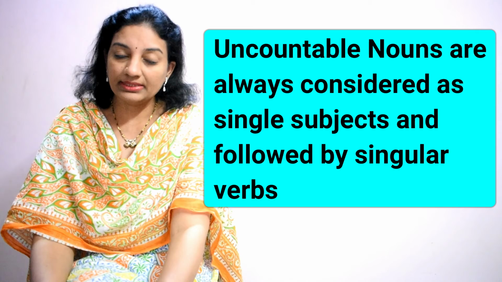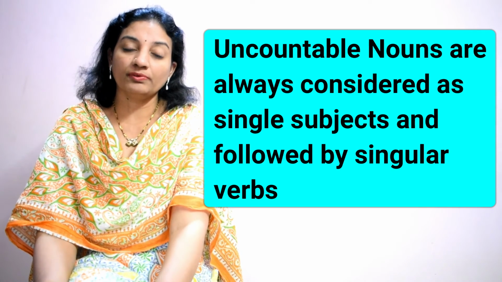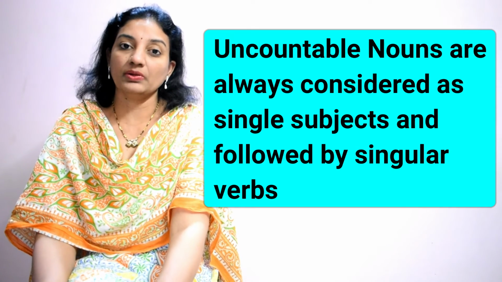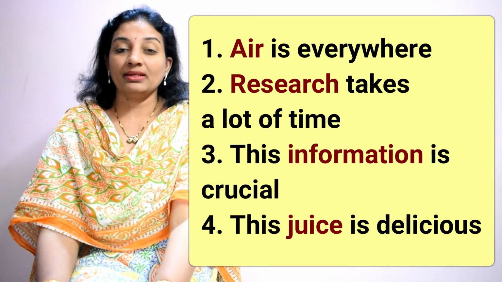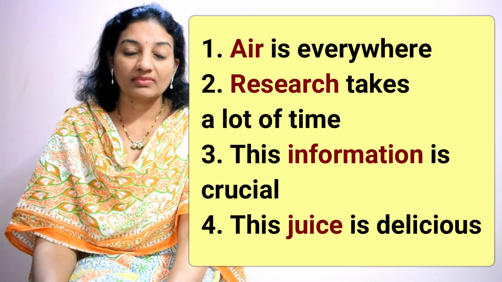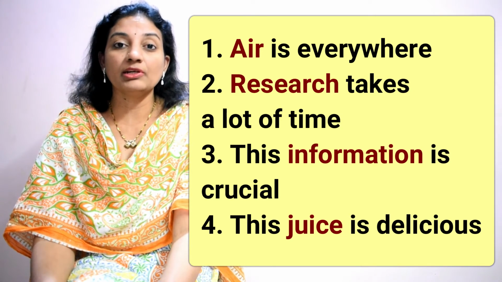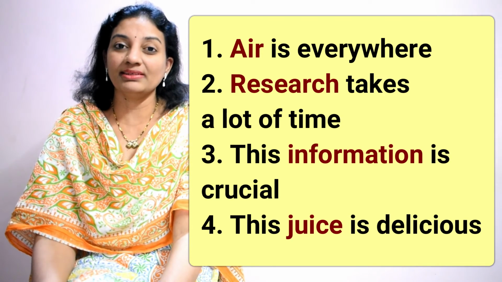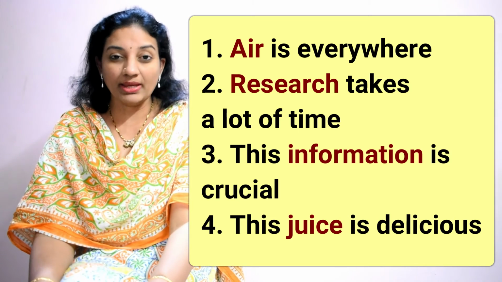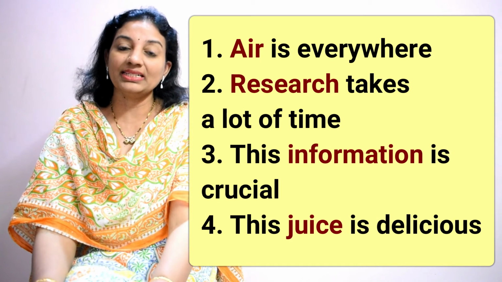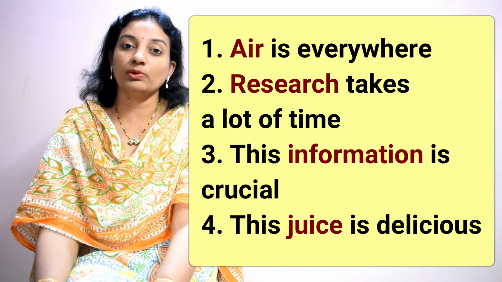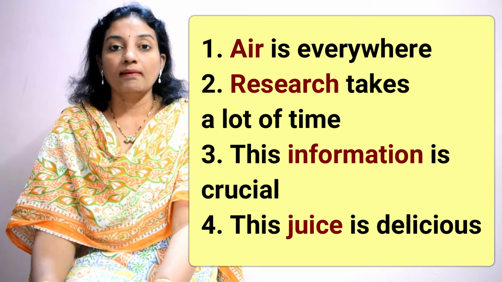Okay, and locating the subject in uncountable nouns. Uncountable nouns are always treated as singular and they are always followed by a singular verb. For example, air is everywhere. Air is an uncountable noun. You can't count 1 air, 2 airs, 3 airs. Okay, so air is everywhere. It is treated as a singular subject which is always followed by a singular verb.